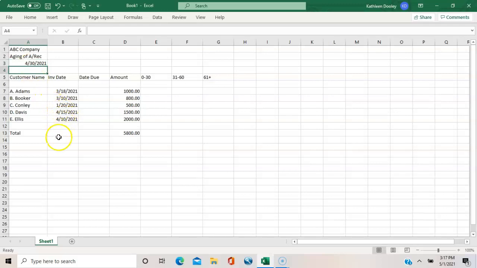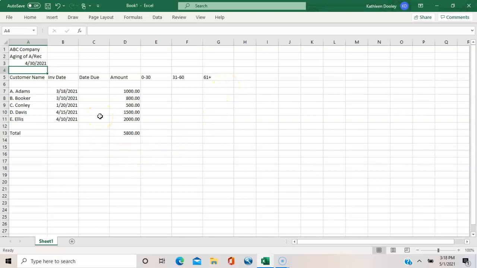So what we're taking a look at is all the amounts that customers owe us and how much past due those amounts are as of April 30th. And so here we have 5 different customers listed here. We have an invoice date. Now, one of the first things that we're going to have to figure out is what would be the due date for those invoice dates, because we have to separate out these amounts into how much past due. Are they 0 to 30 days past due? Are they 31 to 60 days past due? Or are they 61 and over days past due?